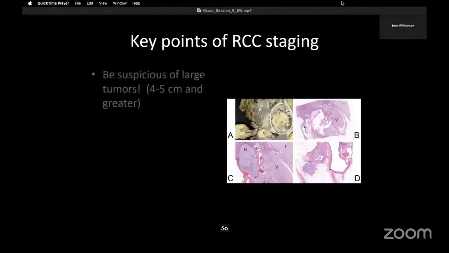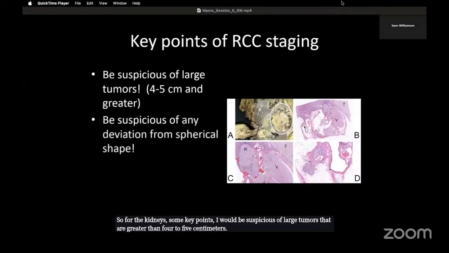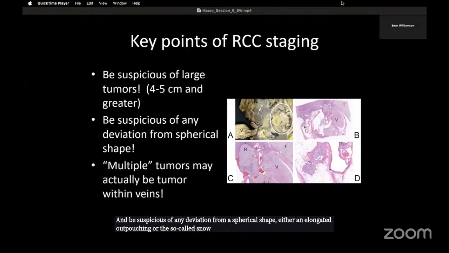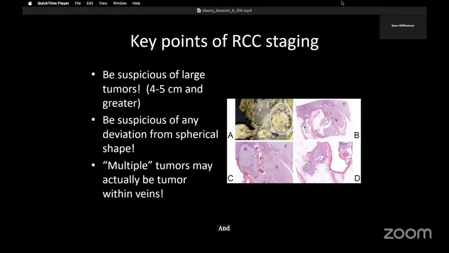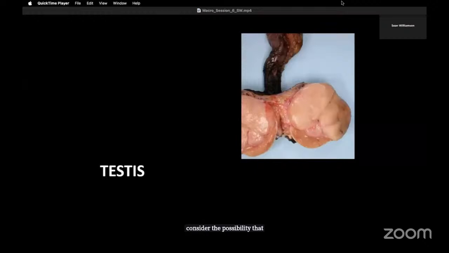So for the kidney, some key points: I would be suspicious of large tumors that are greater than 4 to 5 centimeters. And be suspicious of any deviation from a spherical shape, either an elongated outpouching or the so-called snowman appearance. And consider the possibility, when you have multiple tumors, that they may actually be within vein. So if you have multiple tumors of the same histology, especially clear cell type, consider the possibility that some of the smaller ones are vein involvement.